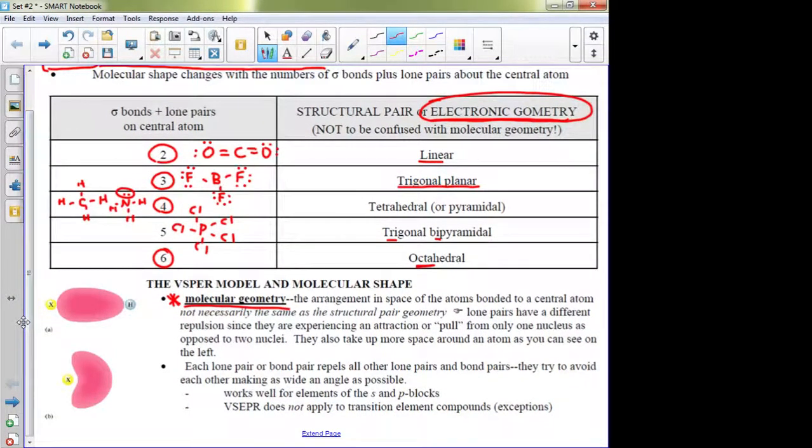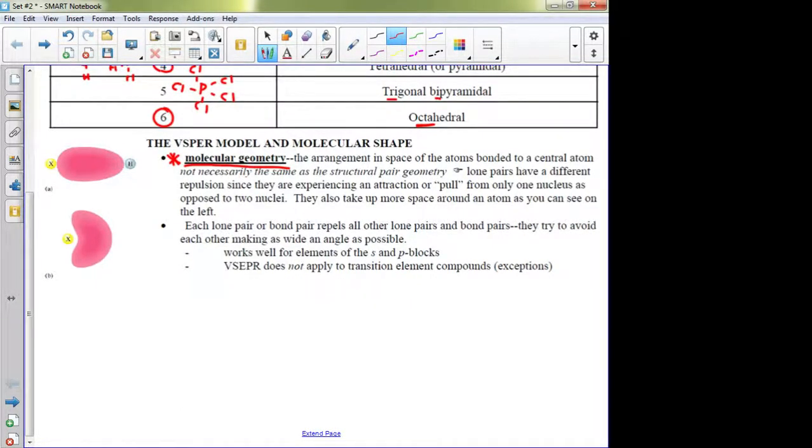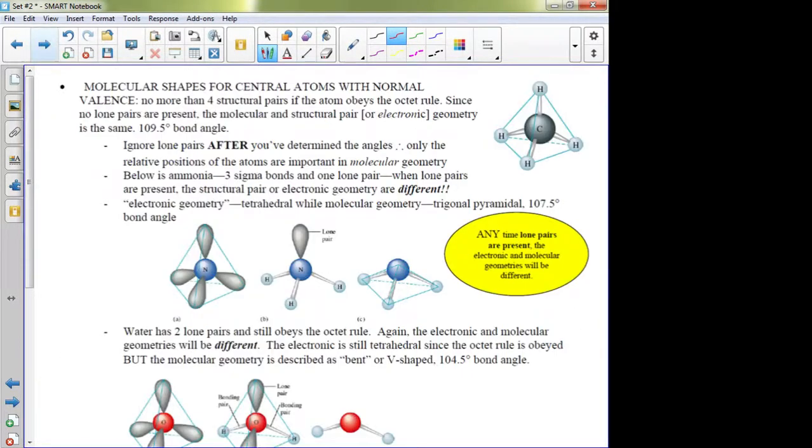All right. So are you with me so far? Do we understand how we do the electron geometry? Now, it changes a little when we get to the molecular geometry. It is not the same as the structural geometry or the electron geometry. Why? Because lone pairs are going to cause a repulsion on the other things that are bonded to the nucleus. We talked about this last year, it's going to cause the other molecules to be what? Pushed down. It's going to cause them to be bent. So, let's look at what we're talking about here.